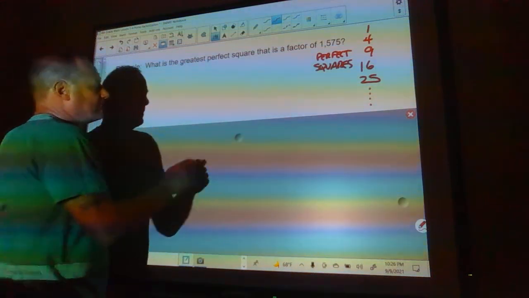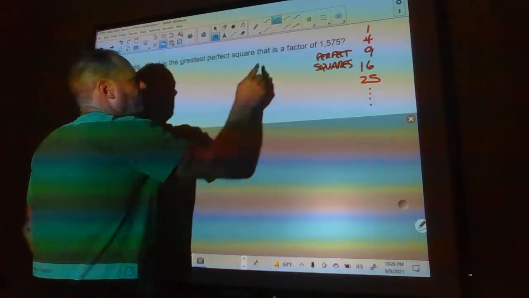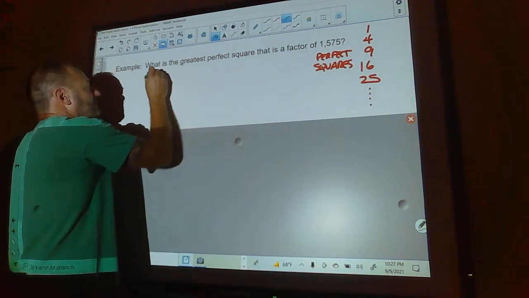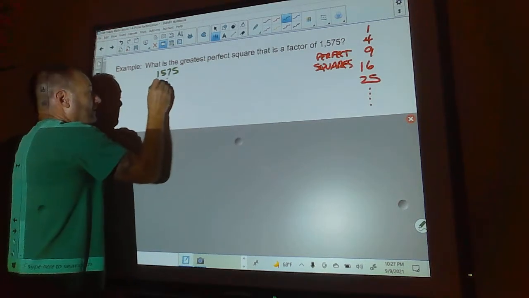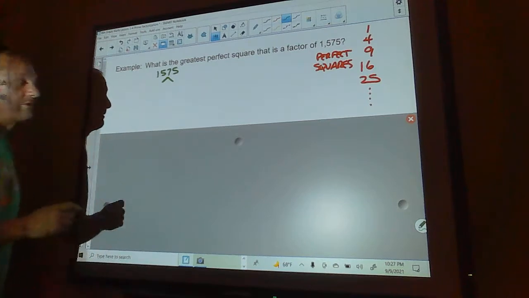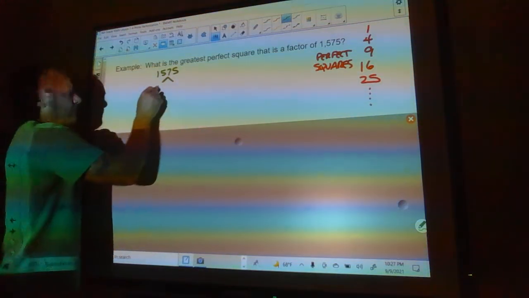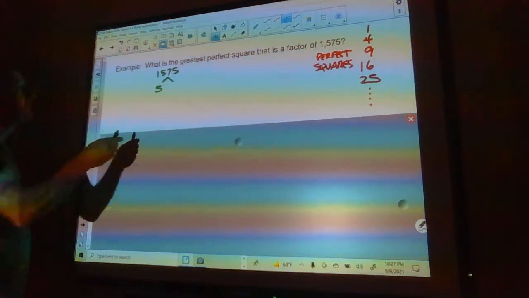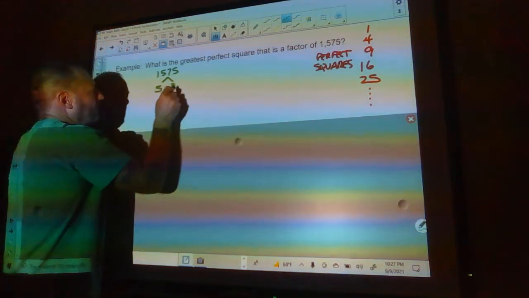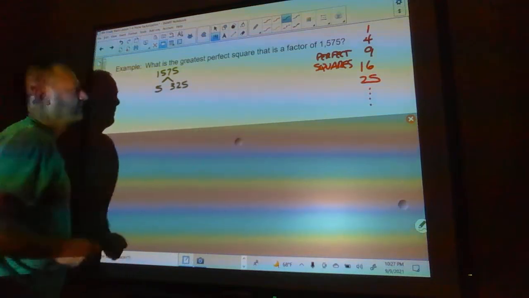Okay, so what we want to do here is a prime factorization of 1,575. So I do know this, any number that ends in a 0 or a 5 is divisible by 5. So 5 is a prime number. So that will go in there 325 times.